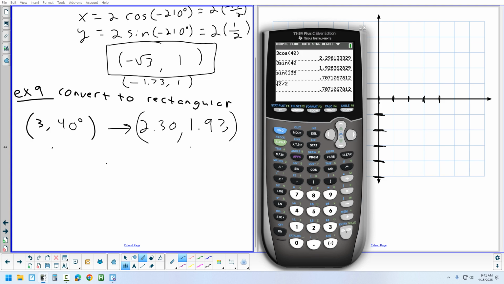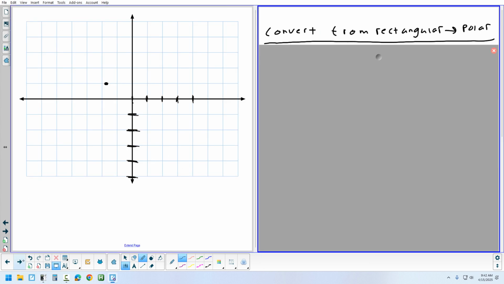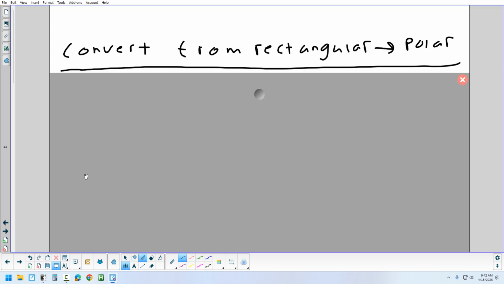All right, so that is another special one that you could see if your angle is a multiple of 45. Okay, so those are the only two you have to worry about: multiples of 30 and multiples of 45 for exact answers. All right, so that is polar to rectangular. Now, let's reverse it and do it the other way.